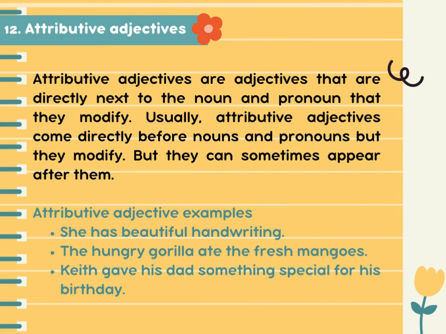Number 12. Attributive adjectives. Attributive adjectives are adjectives that are directly next to the noun or pronoun that they modify. Usually, attributive adjectives come directly before nouns and pronouns, but they can sometimes appear after them. For example, she has beautiful handwriting. The hungry gorilla ate the fresh mangoes. Keith gave his dad something special for his birthday.